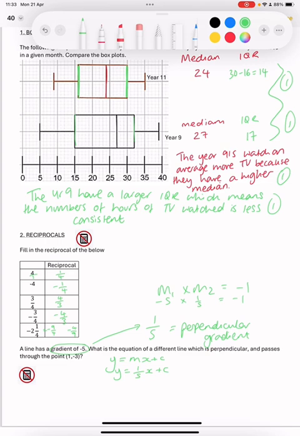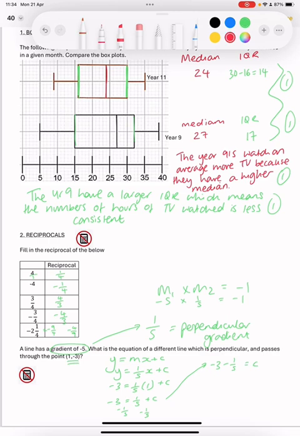And then I'm going to substitute in the point that I've been given to find c. So I'm going to substitute in minus 3 equals 1/5 of 1 plus c. Minus 3 equals 1/5 plus c. This is a non-calculator. So I'm going to take away 1/5 from both sides. So minus 3 minus 1/5 equals c. That's not really a nice sum to do without a calculator.